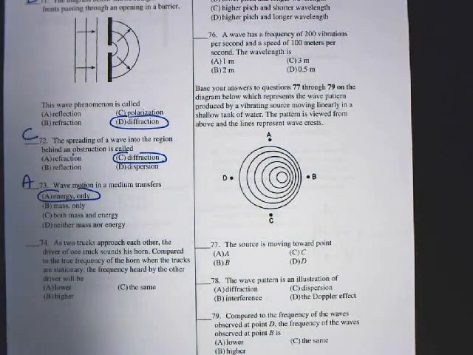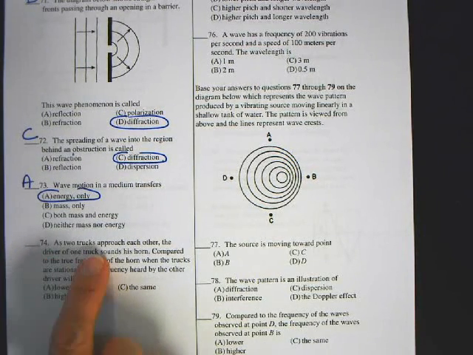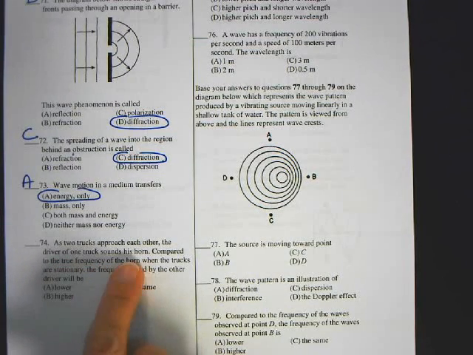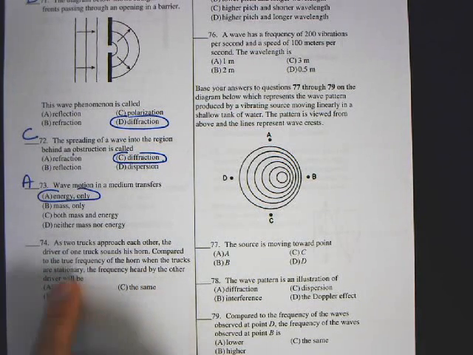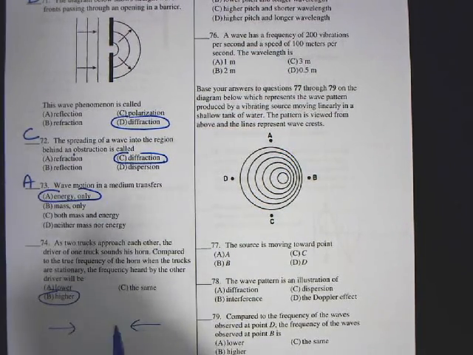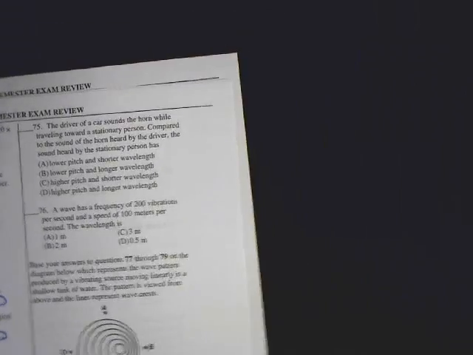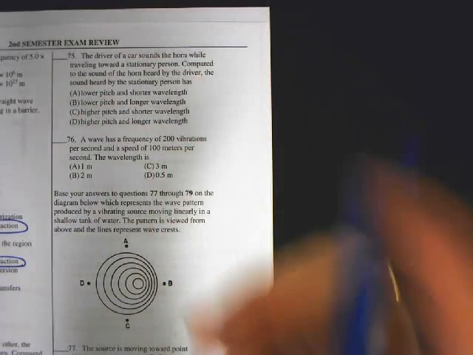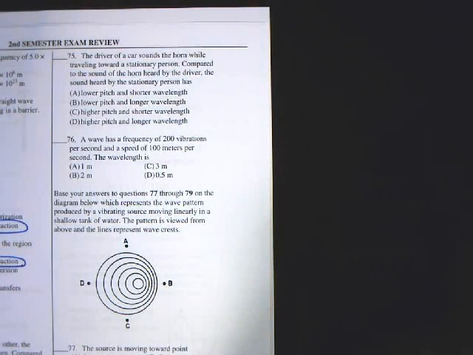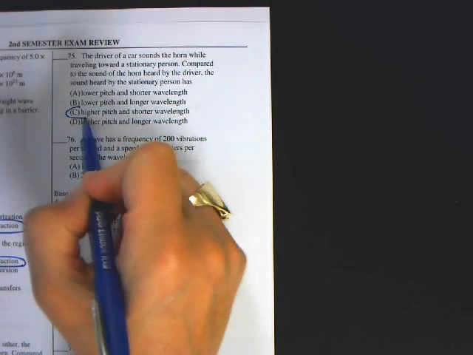Number 74, as two trucks approach each other, the driver of one truck sounds his horn. Compared to the true frequency of the horn when the trucks are stationary, the frequency will be higher. Because the drivers are moving towards each other, the sound waves are going to get closer together. When the sound waves are closer together, it's going to be a higher frequency. Number 75, as the driver of a car sounds a horn while traveling toward a stationary person, compared to the sound of the horn heard by the driver, the sound heard by the stationary person has a higher pitch, because the waves are made closer together with a shorter wavelength.